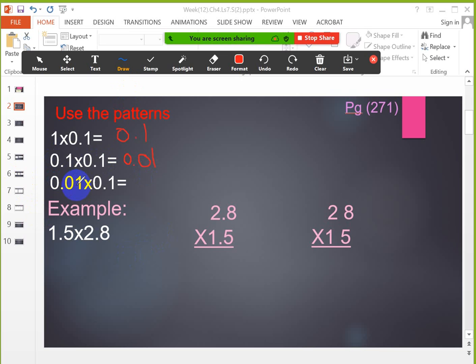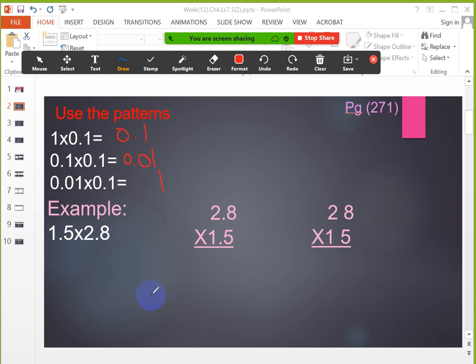What about this multiplication? 0.100 multiply 0.1 tenth. The same strategy. Multiply the numbers like there is no decimal point. So 1 multiply 1 equals 1. Okay? 1 multiply 1 equals 1.